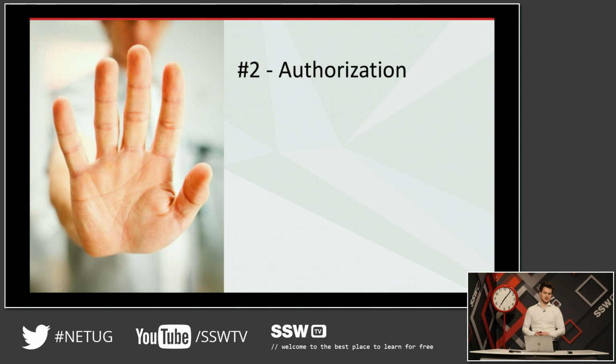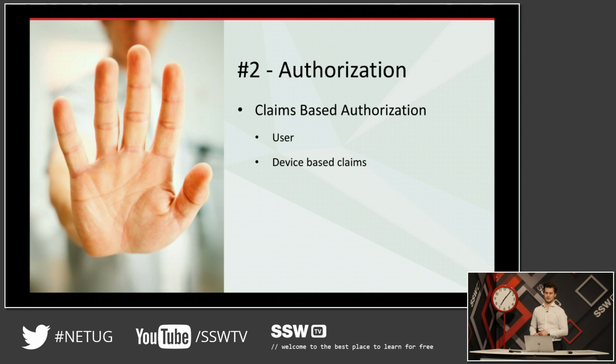So let's go to authorization now. What types of authorization do we have? Okay, I'll give you a clue. The first one is claim-based, and you have a couple of options in that space. You can say, as a user, I have those claims. Or, if you want to be a bit more secure, you can have device-based claims.